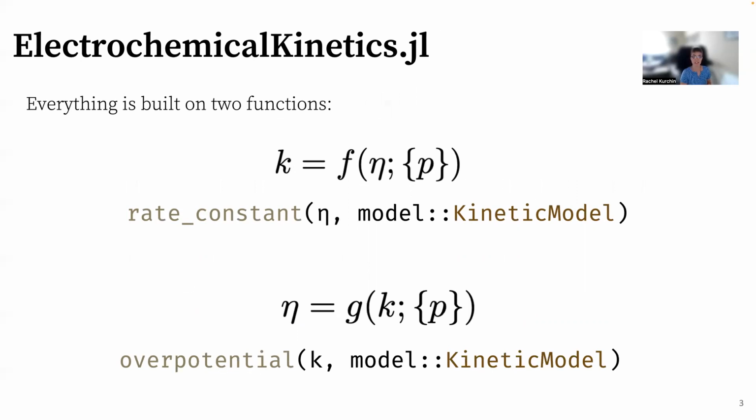But generally, these expressions for the rate constant as a function of overpotential, they're analytic, but they don't necessarily have analytic inverses. So we can invert this via a numerical solve, and that's accelerated by some of the great automatic differentiation capabilities we have in Julia. So we have access to these gradients. We can do this via gradient-based optimization quite efficiently.